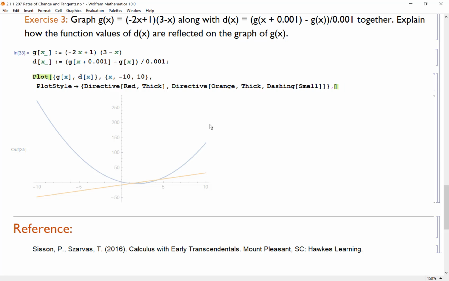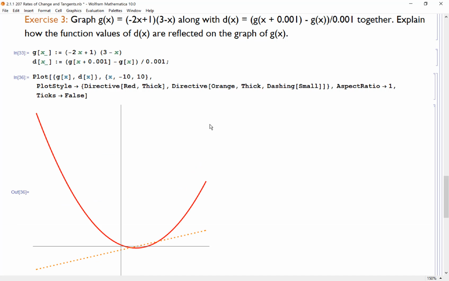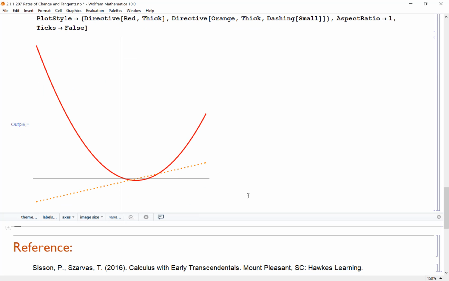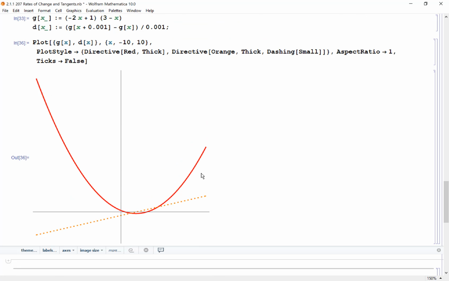All right, let's change the aspect ratio again to 1. That just makes it equally wide as it is tall. And let's take the ticks off. That means that the axes will not be labeled. Let's see what we get here. Yeah, I like that. Okay, that almost looks like a textbook image, just the way that looks.